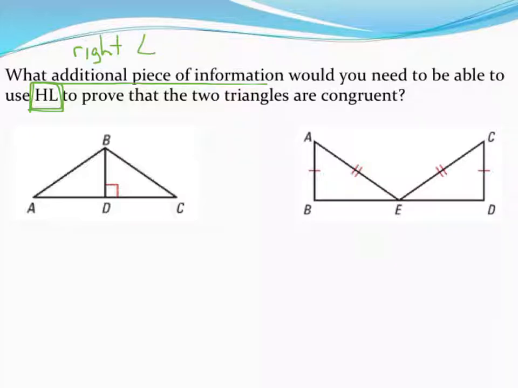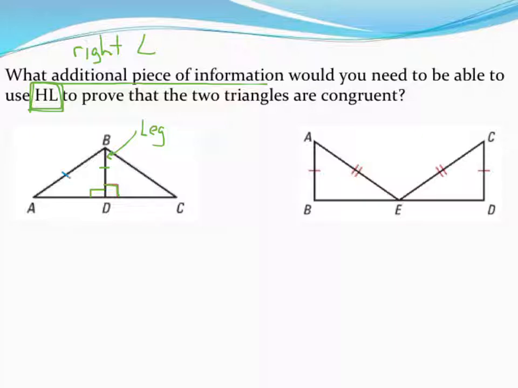Let's see what we've got in this first diagram. I've got a right angle. If I have a right angle there, this has to be a right angle as well because they need to add up to 180 degrees. So I have the right angle. I can add the tick mark for the reflexive property: BD is congruent to BD. And that side is going to be a leg in the right triangle. So I have the right angle, I have the leg. The final piece of information I would need is the hypotenuse.